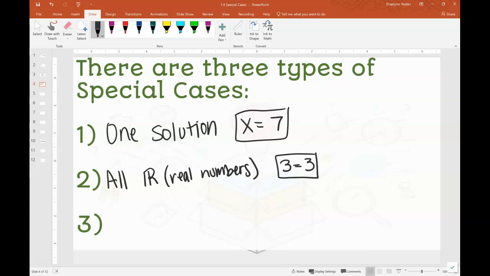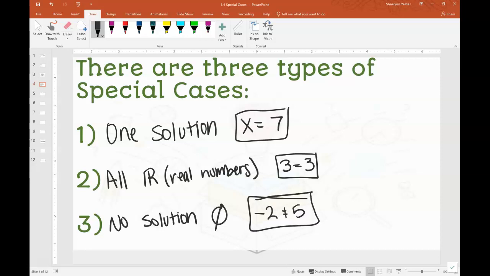And our last option is no solution, meaning we got down to something where all the variables were gone and we had something that was not true. Also, the symbol for this would be this. That's the symbol for something called the empty set, or something that doesn't have anything that can work. Okay? So if I got like -2 equals 5, those don't equal each other, so this would be an example of no solution.